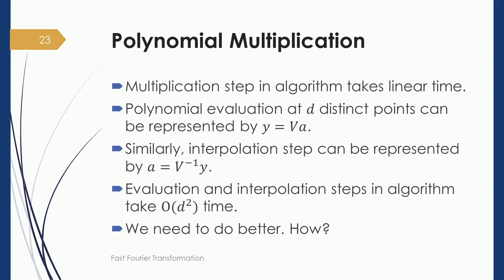Recall that the matrix V is a Vandermonde matrix, so the inverse exists. So given the coordinates of the product polynomial C in the Lagrange basis, we can recover the coordinates of the polynomial C in the standard basis simply by multiplying the matrix V inverse times Y. However, both these evaluation and interpolation steps in our algorithm will require theta of d squared time.